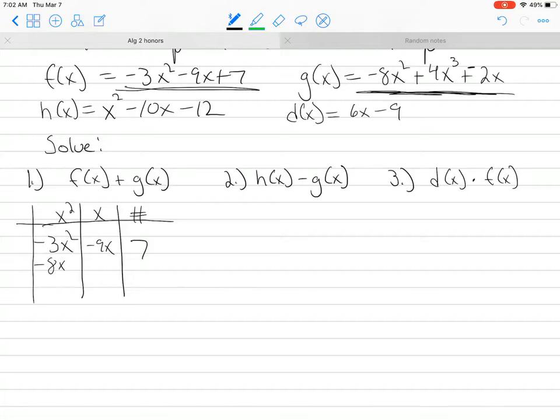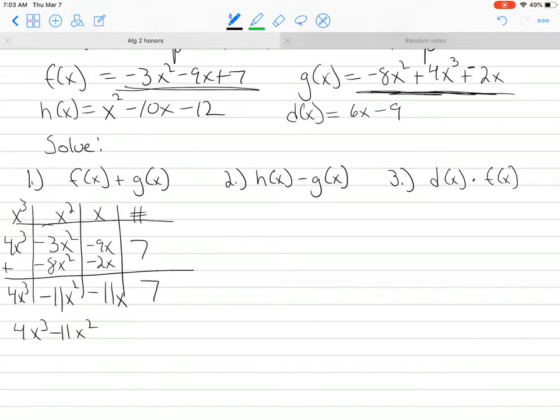I need an x cubed column. I have a 4x cubed. And I have a negative 2x. Remember, when I do this, I'm always adding. So I have 7 minus 11x minus 11x squared. And I have a 4x cubed. So my final answer is 4x cubed minus 11x squared minus 11x plus 7. Hopefully you checked yours and that's what you have found.